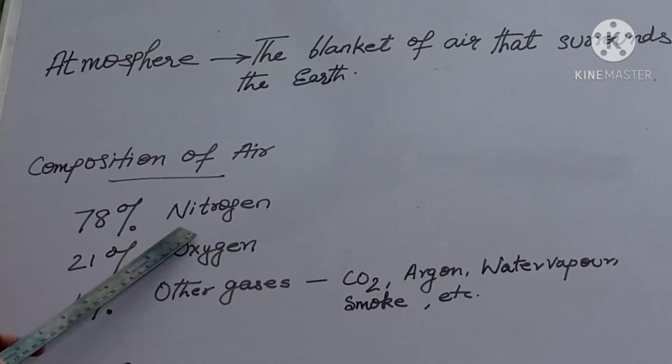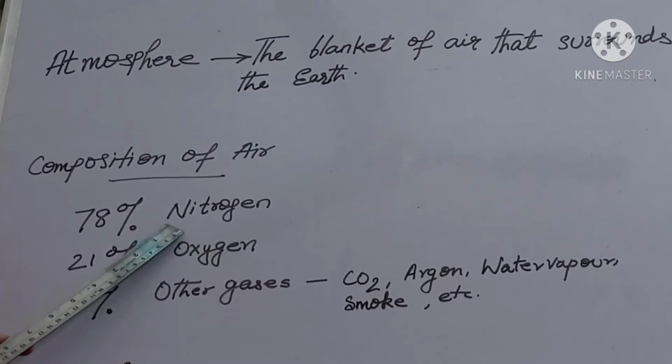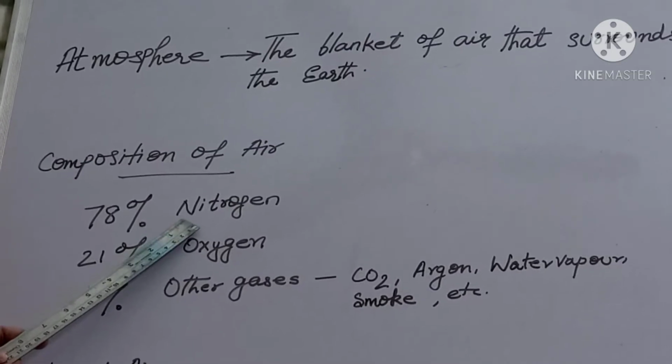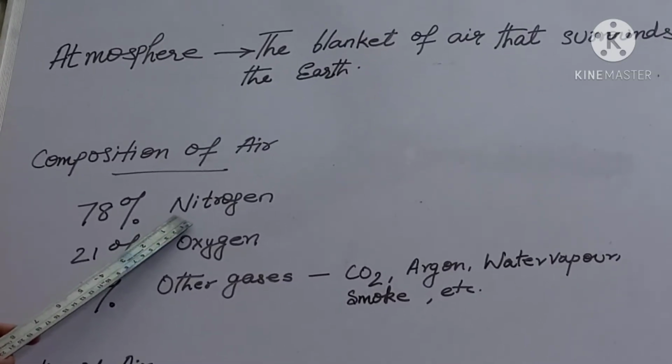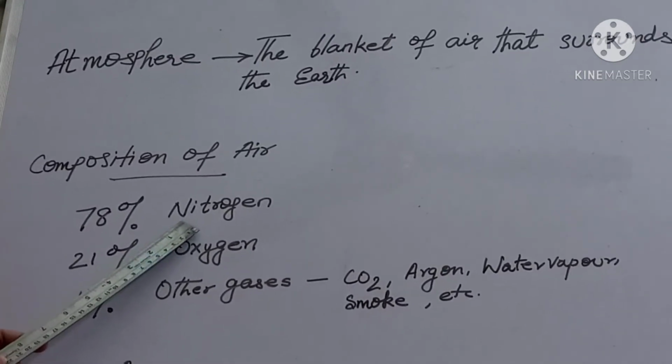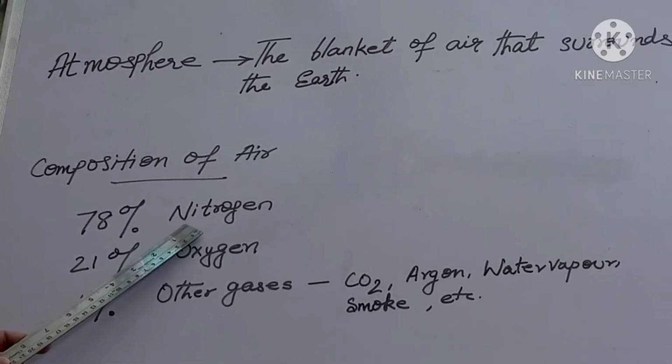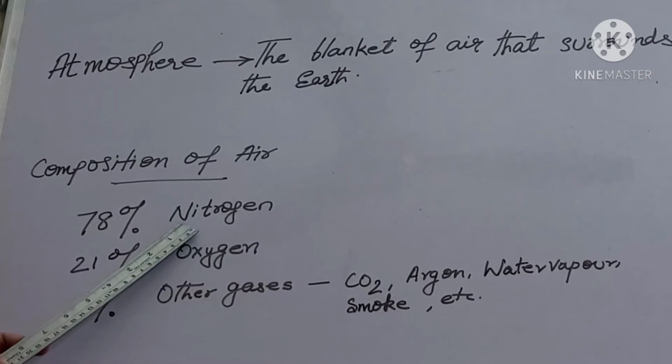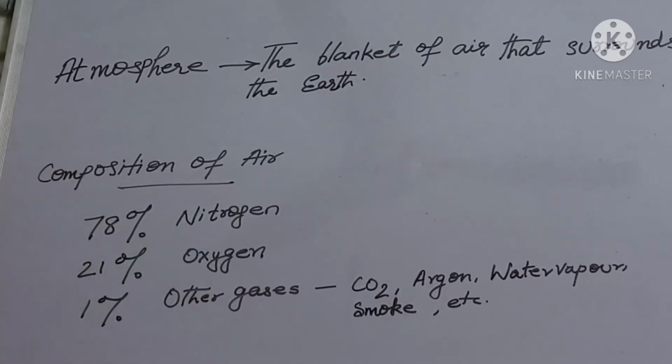Living organisms do not use nitrogen directly from the air. Plants get atmospheric nitrogen with the help of bacteria present in their roots or soil. Animals get nitrogen from these plants. Nitrogen does not support burning, but it helps in reducing the rate of burning.